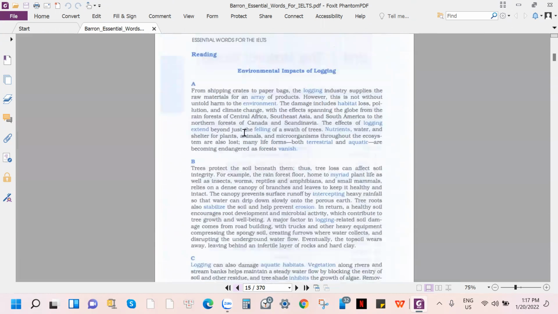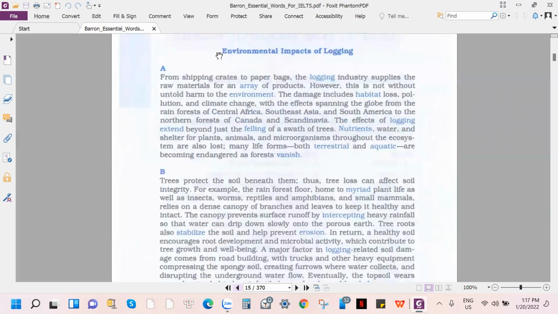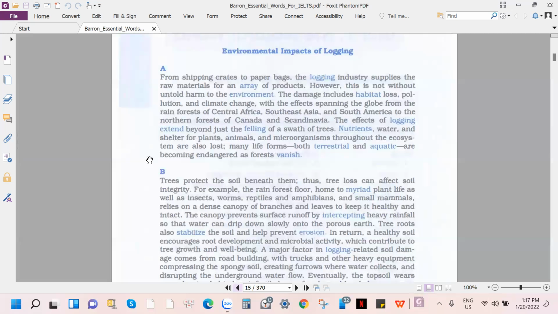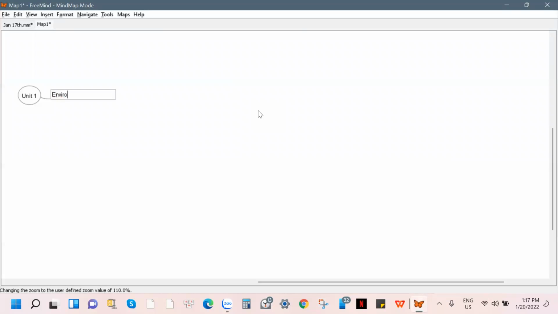And this is the first paragraph that we need to start with. Environmental impacts. So let's start from the very first one. We get from basic vocabularies to advanced vocabularies. So right here, this is unit one, and this is the first part. Environmental impacts of logging. You know that environmental, this is ADJ, that is an adjective in English.